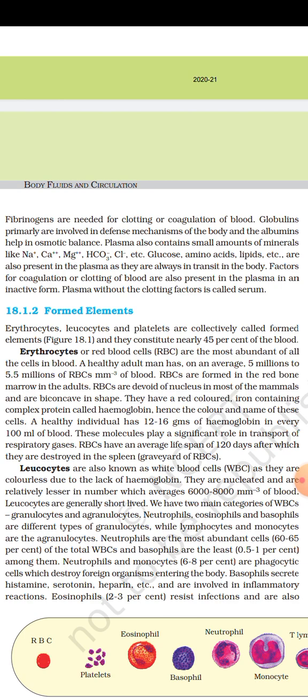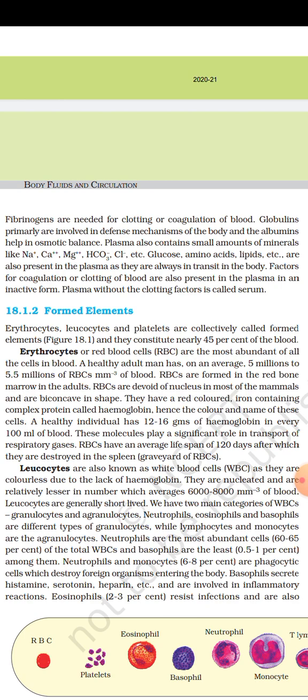Plasma also contains a small amount of minerals like sodium, calcium, magnesium, bicarbonate, chloride, etc. Glucose, amino acids, and lipids are also present in plasma as they are always in transit in the body. Factors for coagulation or clotting of blood are also present in plasma in an inactive form. Plasma without the clotting factors is called serum.